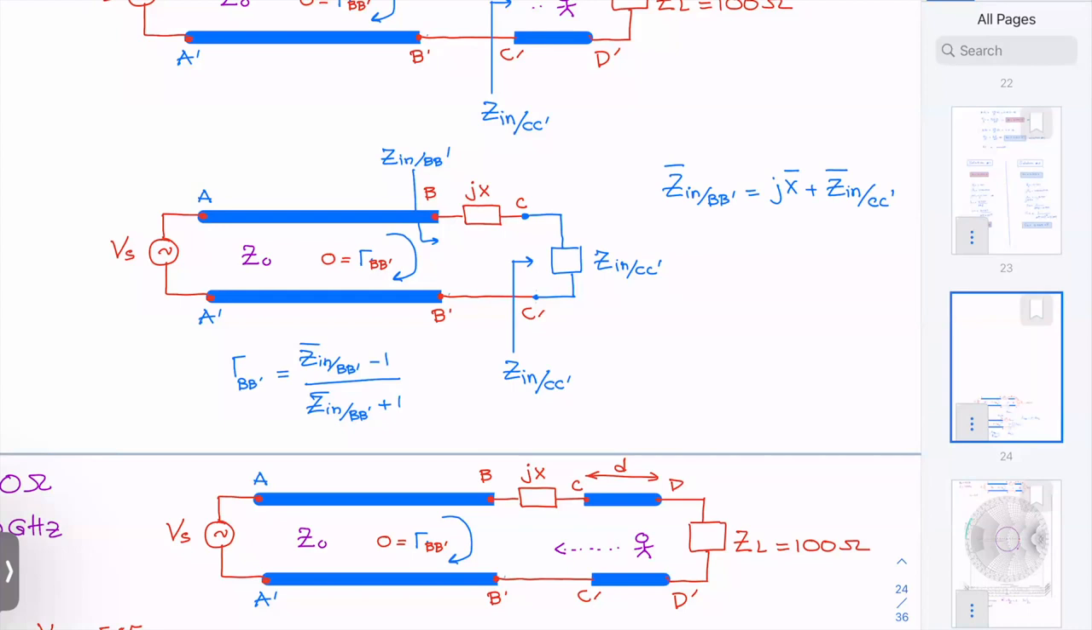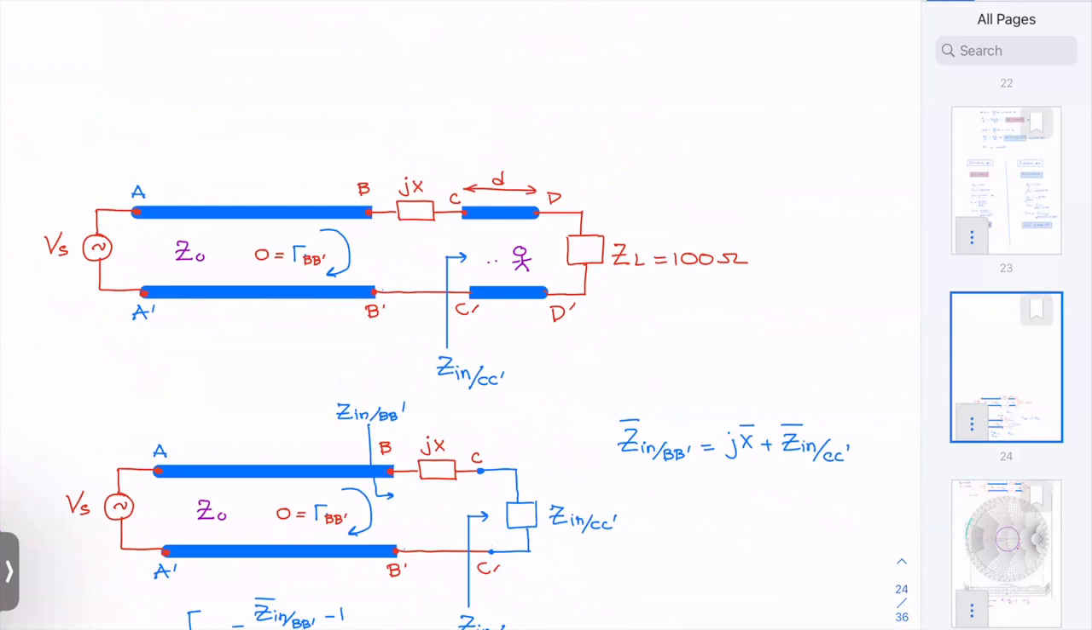Remains the same, okay? Therefore, the real part of this impedance is the same as the real part of this impedance. Okay, got that? That is very important. If that is true, what does that mean for these two impedances, the Z input BB prime and the Z input CC prime? It means that on the Smith chart they will be on which same circle? On the circles where the points have the same real part.